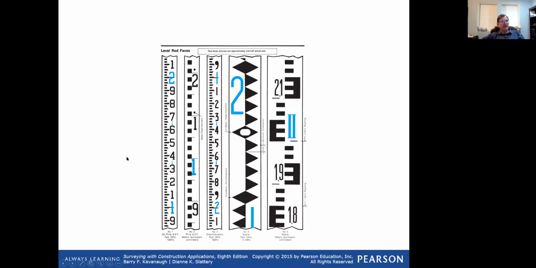I have another video that I really want you to watch. This is about reading the different faces of the rod. There's a whole exercise on that in the book, and there are questions I've asked you about it. It's very important that you understand how to read a stadia rod. You can use anything for a stadia rod, but most of the stadia rods that you would see on construction sites are fiberglass with numbers on them just like this. I have used a carpenter's measuring tape.